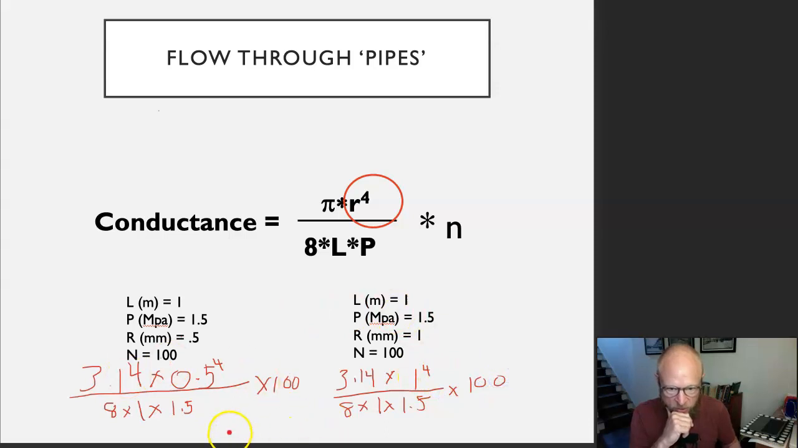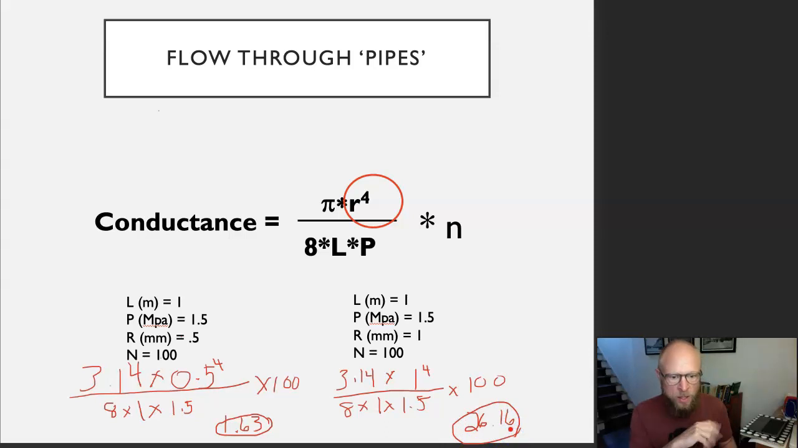And if you do those calculations, this one ends up about a conductance of 1.63. Ooh, that was a horrible circle. I'm having fun drawing. I hope you're not miserable. 1.63, and that's really how many molecules of water are moving through these pipes per second. And then on this one, it's 26.16.